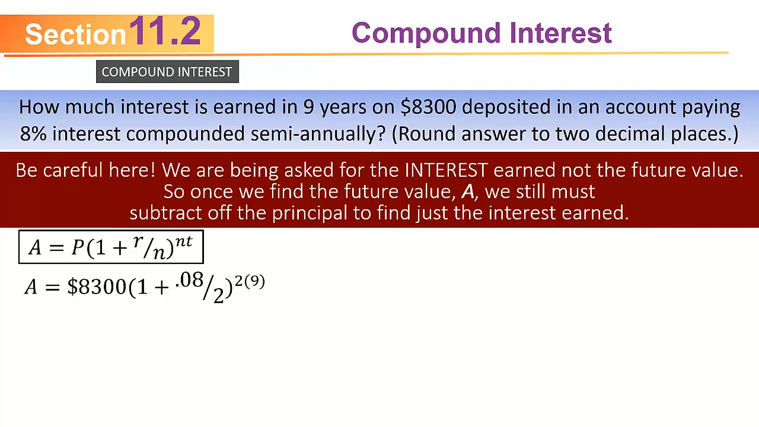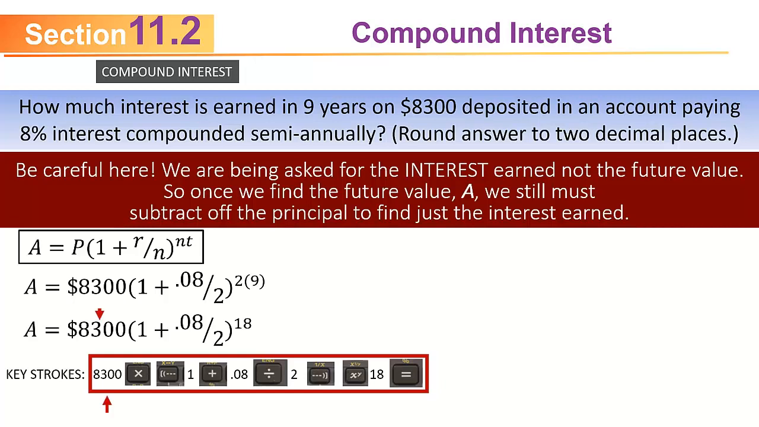Plug into the formula, and if you use my technique, you'll go ahead and do 2 times 9 and get 18, and then go to your calculator. I can type that entire expression in my calculator now in one swoop. I'll type in the 8,300. That's an implied multiplication, so I have to hit multiplication. Then I do left paren, then I type in a 1, then a plus, then 0.08, followed by the division symbol, followed by 2. Hit the right paren to close the parentheses.